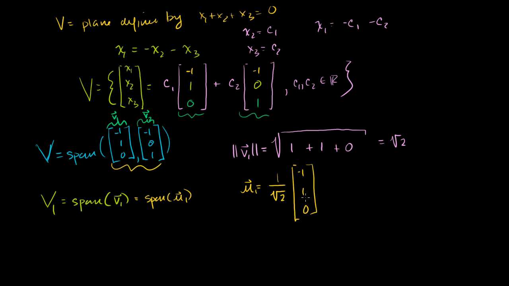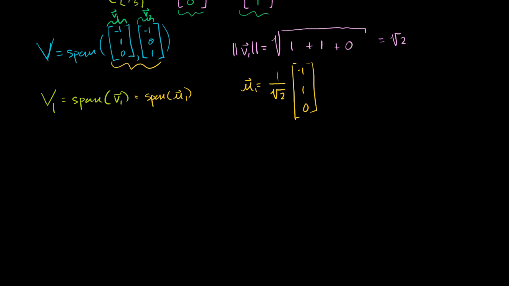Just this vector right here would be an orthonormal basis for just the span of v1. But we don't want just the span of v1. We want the span of v1 and v2. So let me draw it. So right now we have a basis. If I just do u1, I'm not going to actually draw what this looks like. Maybe it looks something like this. And its span is this entire line in R3. So its span is this entire line.